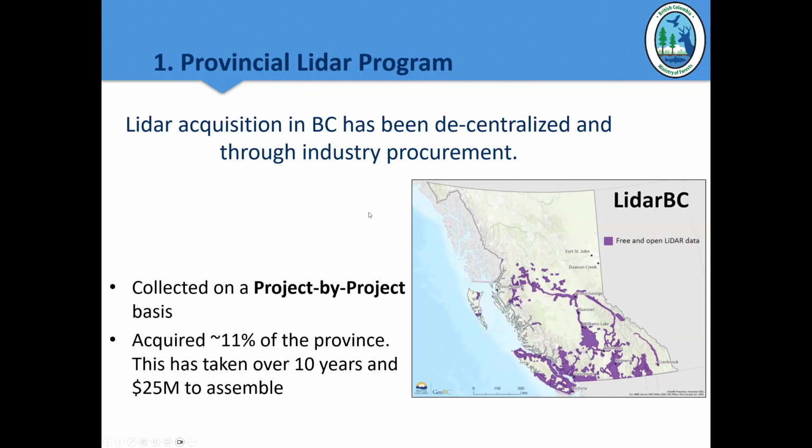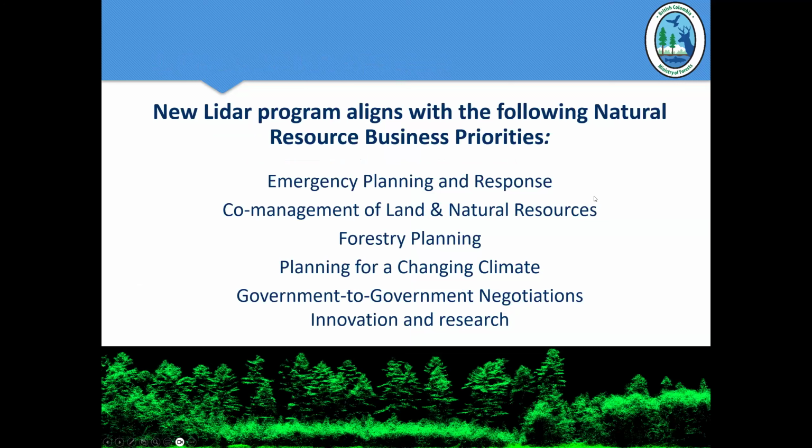So this provincial LiDAR program, we're hoping will benefit all these different priorities within our natural resource business areas. So, emergency planning and response. We've had historic years of wildfire over the last 5 years. There's been three historic years of wildfire, including the most current year, 2023. And then we had some historic flooding in 2021 as well. So emergency planning and response is the first one here.